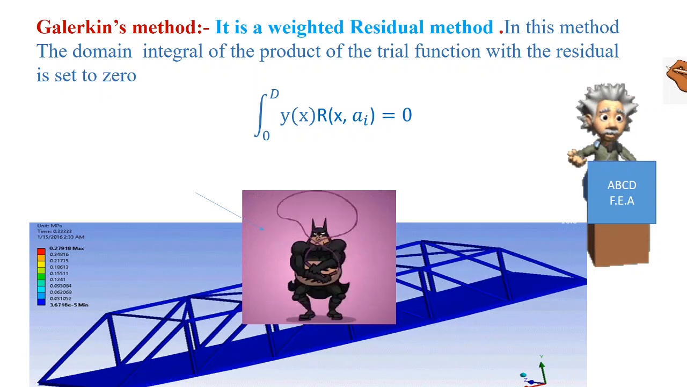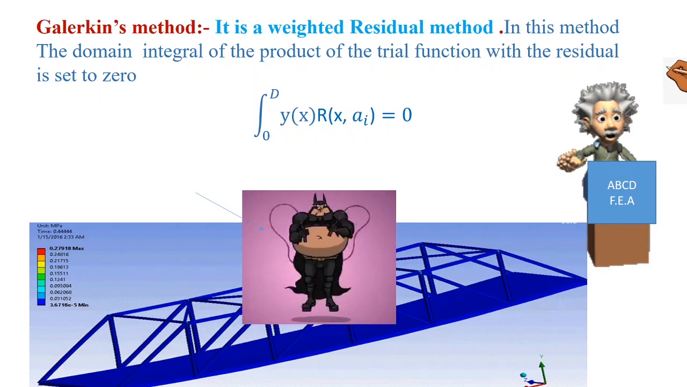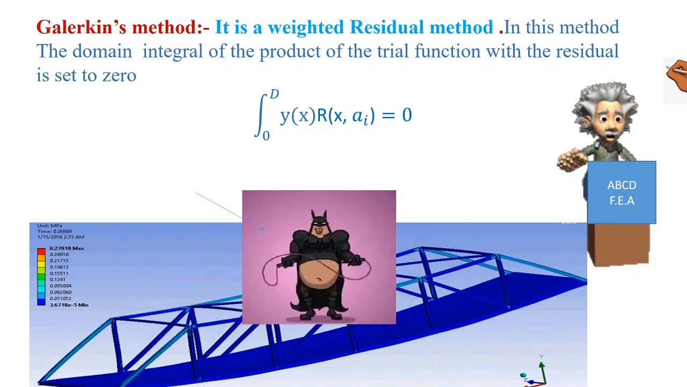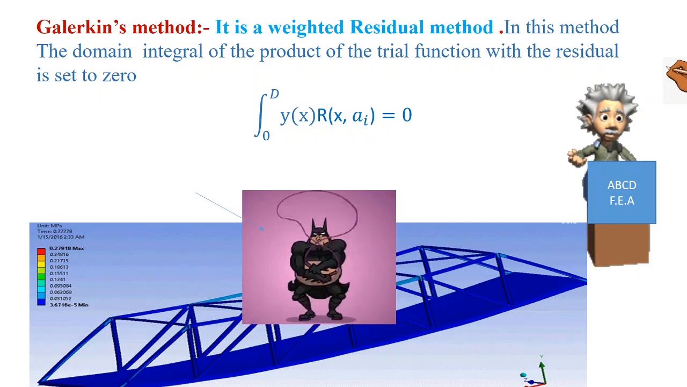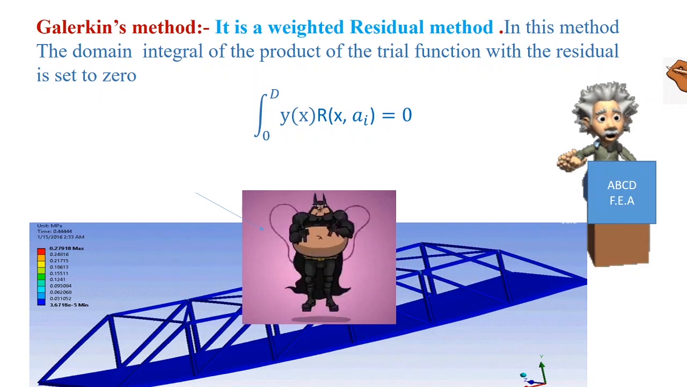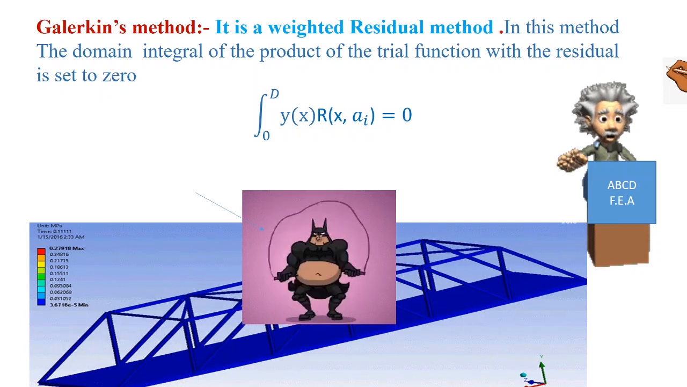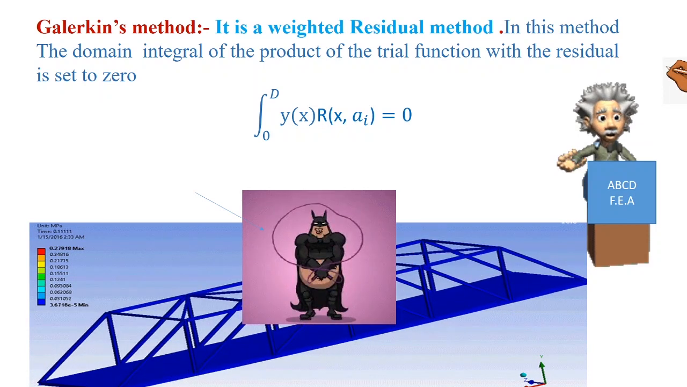Now we can see Batman had become healthy and he's trying to lose the weight by skipping on the bridge. But due to his overweight, now this particular bridge is trying to deflect. So we will try to calculate the deflection equation using Galerkin method.